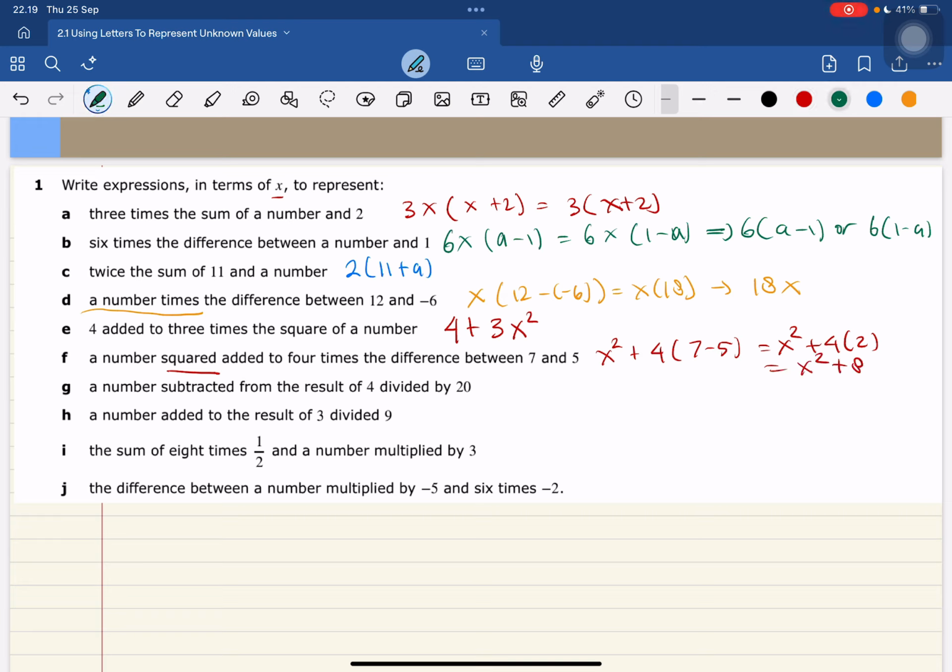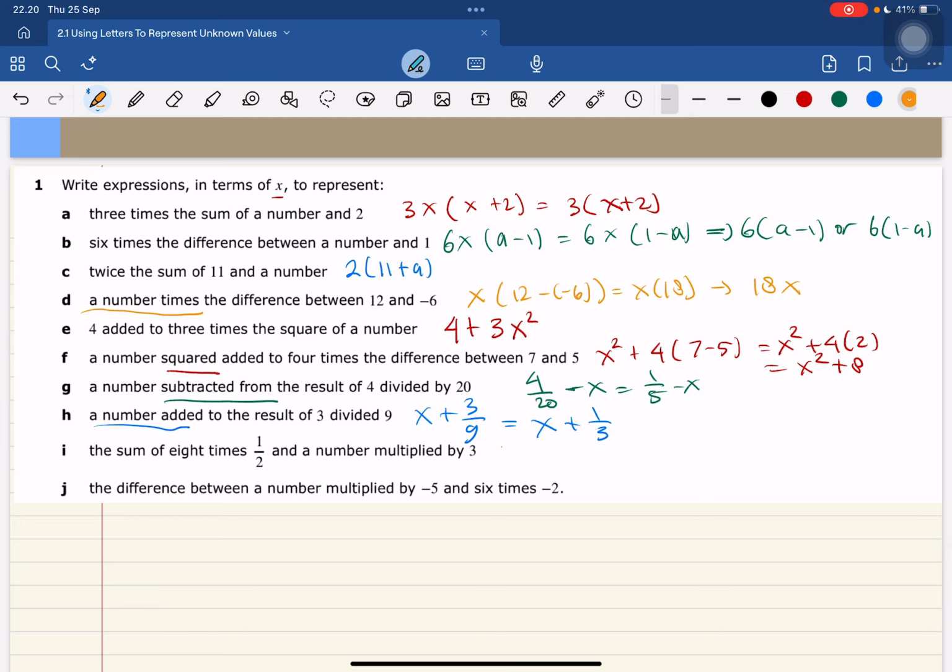Next, a number subtracted from, so here minus x, the result of 4 divided by 20. We can simplify it as 1 over 5 minus x. A number added to the result, so we can write it here, x plus 3 over 9. We can simplify it, x plus 1 over 3. We can write a number first, 1 over 3 plus x, or we can write it as x plus 1 over 3.